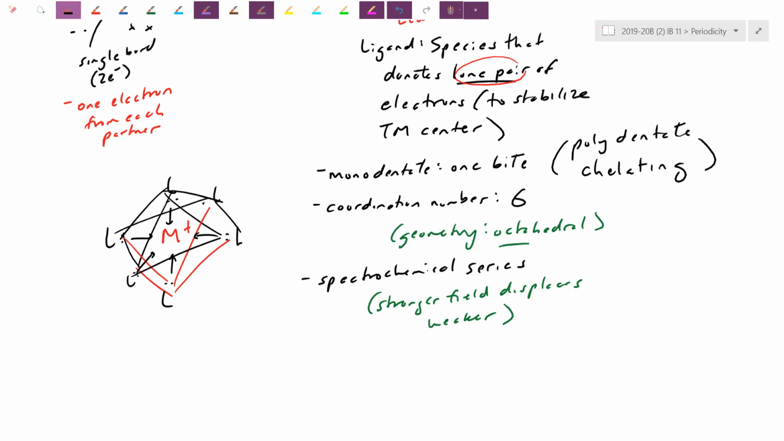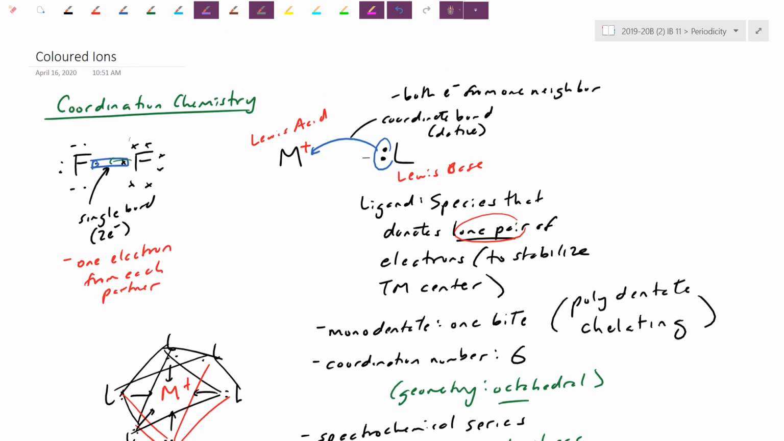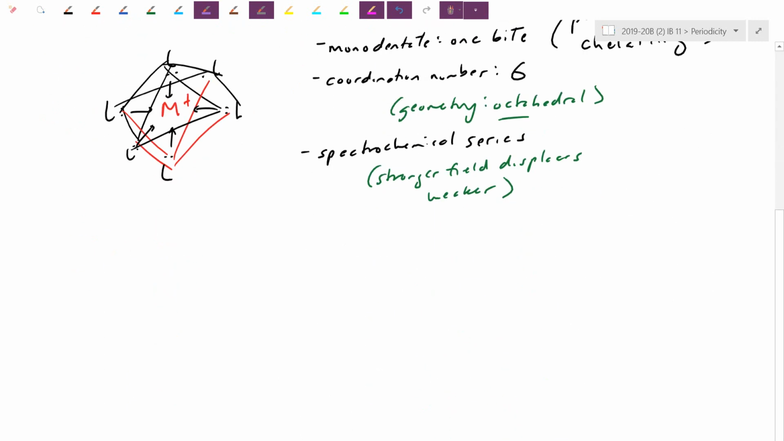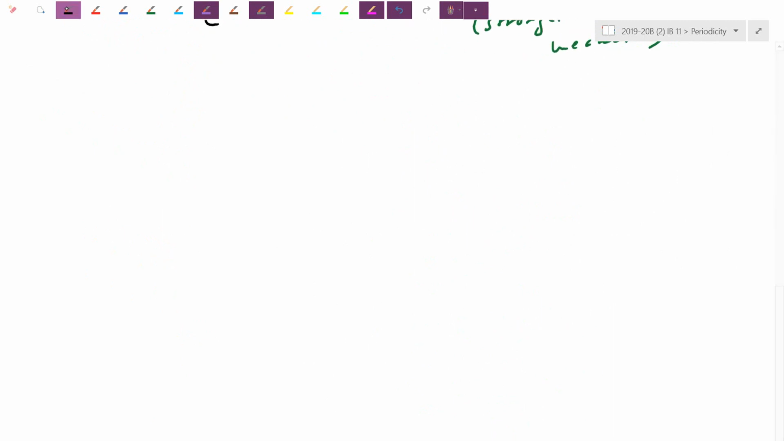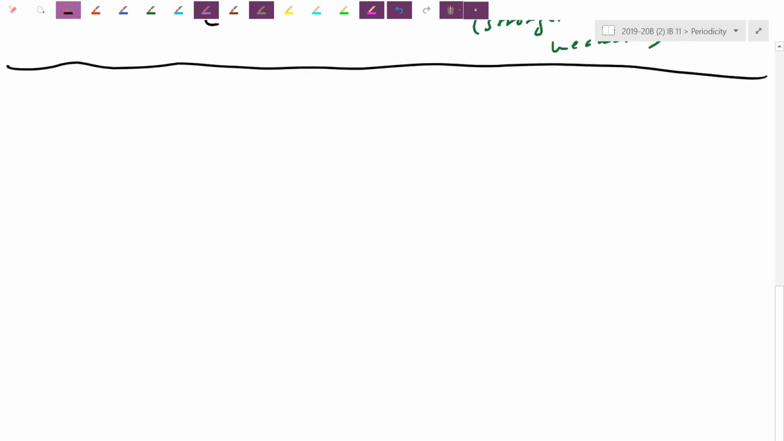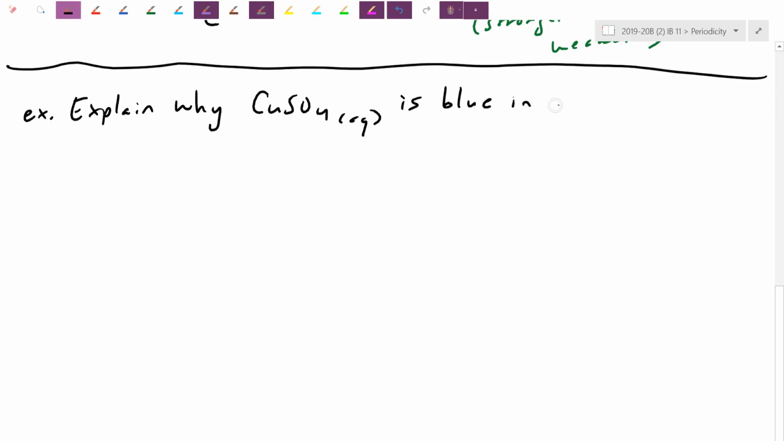We're going to revisit some of this terminology as we look at the coolest property. In this case here, we're going to look at how come transition metal ions actually are colored in solution. This is one of the favorite questions, so make sure you know the answer to this one. So I want you to picture with me here. I know I can't demo it in front of you, but let's just say the question here is, explain why CuSO4, that's our copper sulfate that we use in a bunch of labs here, is blue in solution.